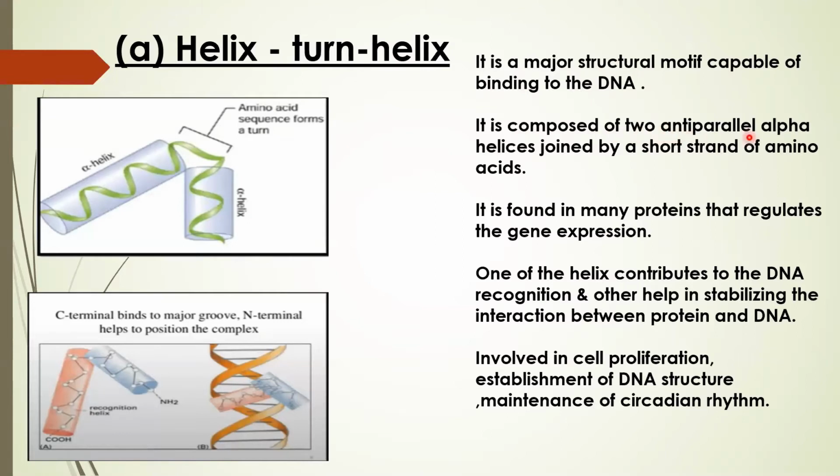It is composed of two anti-parallel alpha helices which are joined by a short strand of amino acids. As you can see over here, there is one alpha helix here and one alpha helix here, and they are joined by amino acids which are present here. It is found in many proteins that regulate gene expression. Another function is that one of the helices contributes to DNA recognition and the other helps in stabilizing the interaction between the protein and DNA. So one is the recognition helix and the other helps with stabilization.